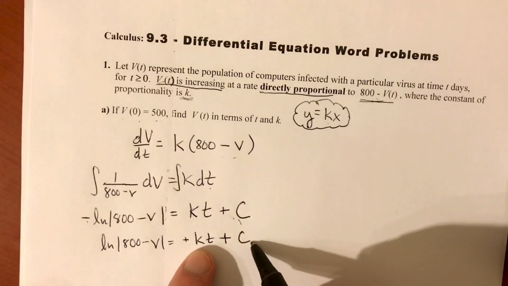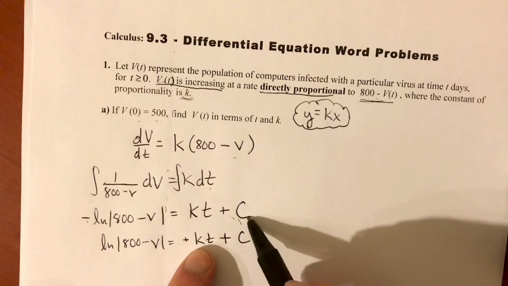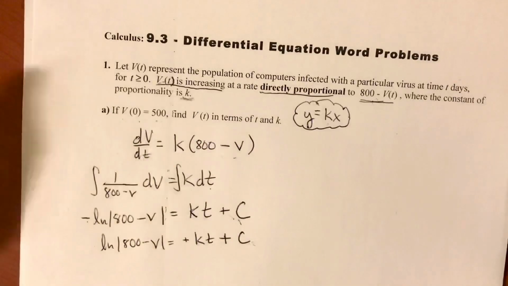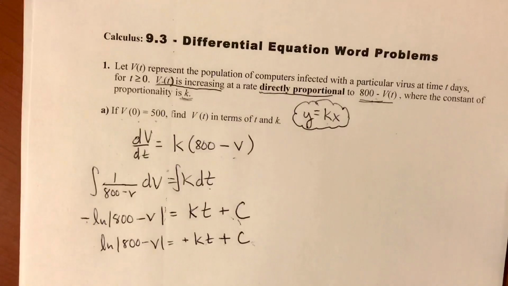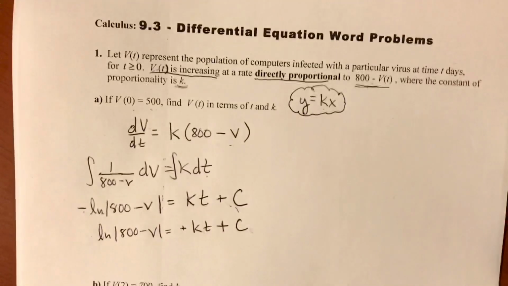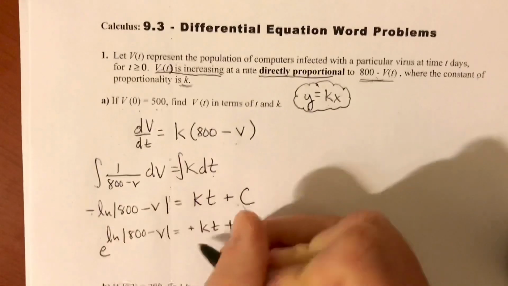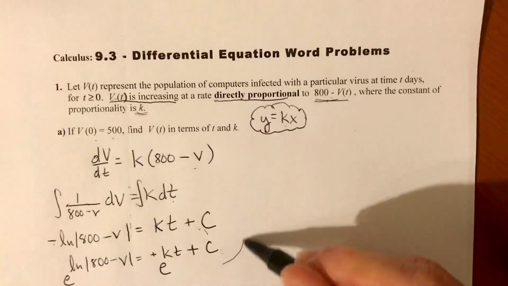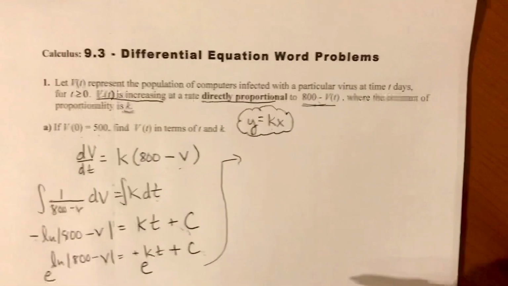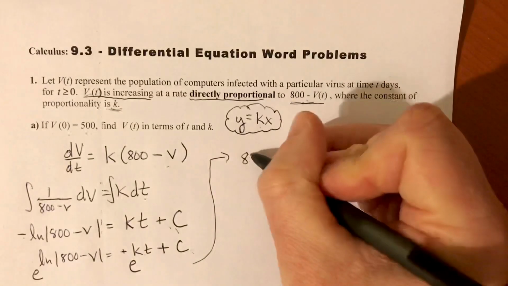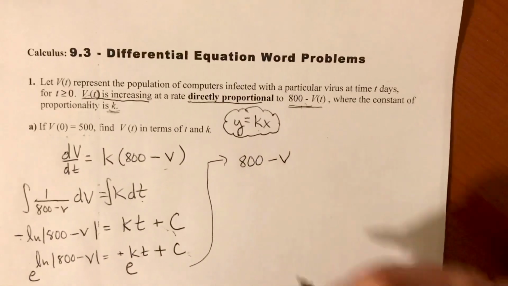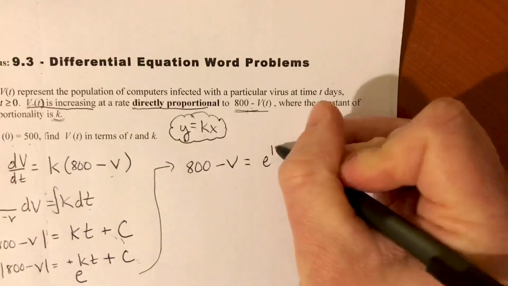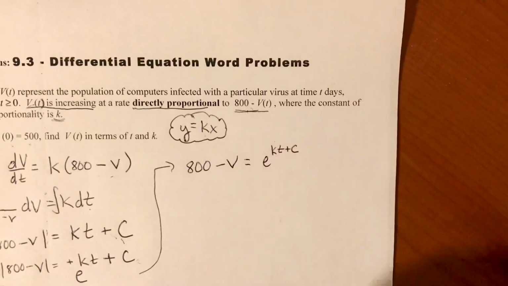If you wanted to distinguish and say, well, really now it's a new constant than it was right here, you could call it c2, k2, whatever you like. I'm just going to call it k and c for right now. Getting rid of this log here, we're going to raise e to each side, and that's going to allow us to get rid of that log on the left side. We'll have 800 minus v is equal to e to the kt plus c. That's all in the exponent there.